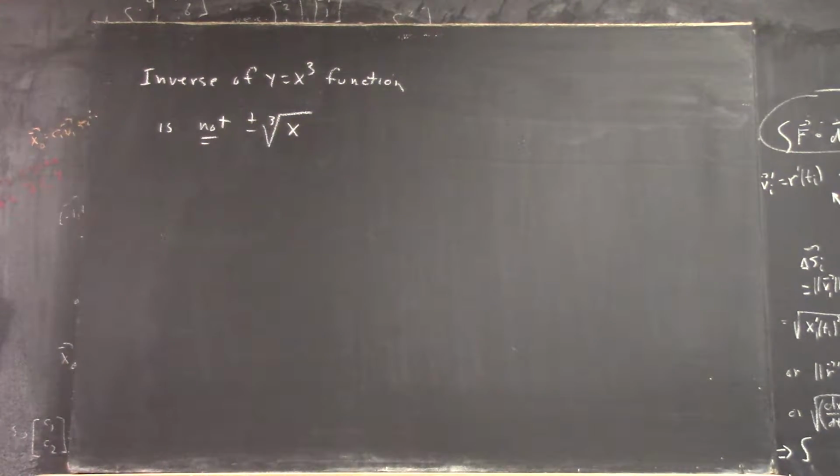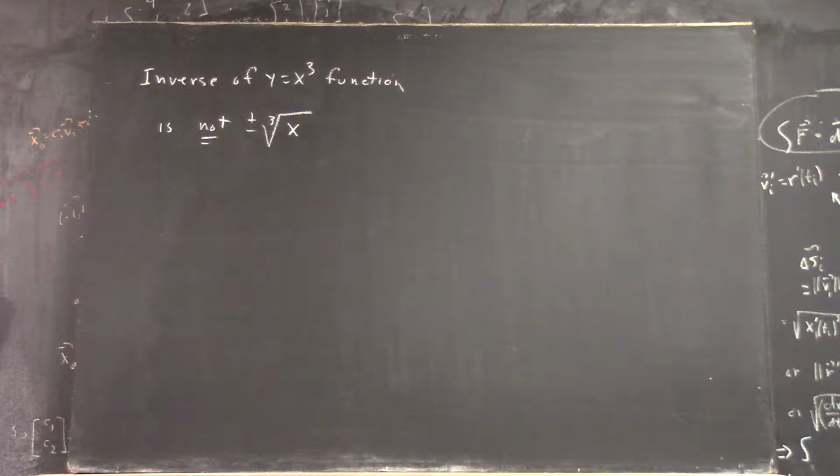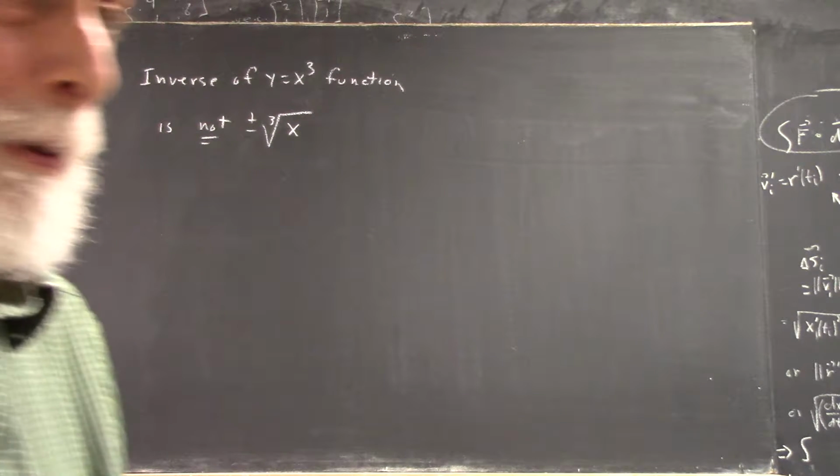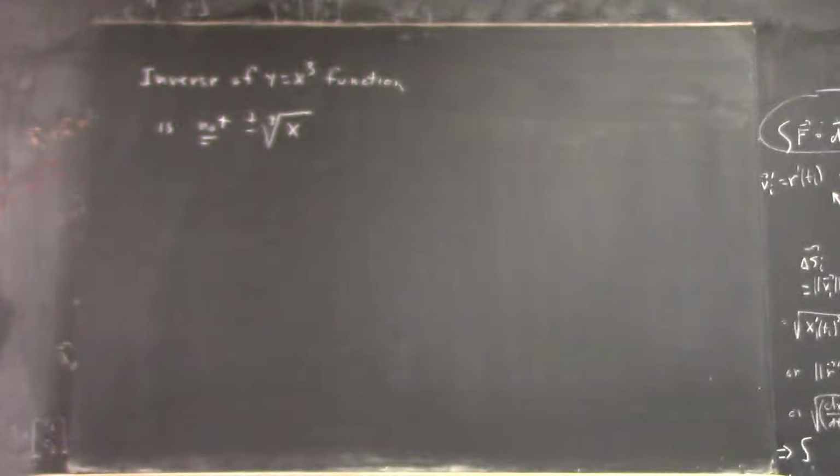A number of people claim that the inverse of the x cubed function was plus or minus cube root of x. Now, I'm glad that you're aware of the plus or minus, but that only applies to even powers. It doesn't apply to odd powers, because an odd power of a negative is still negative, right? Whereas an even power of a negative would be positive in all circumstances.